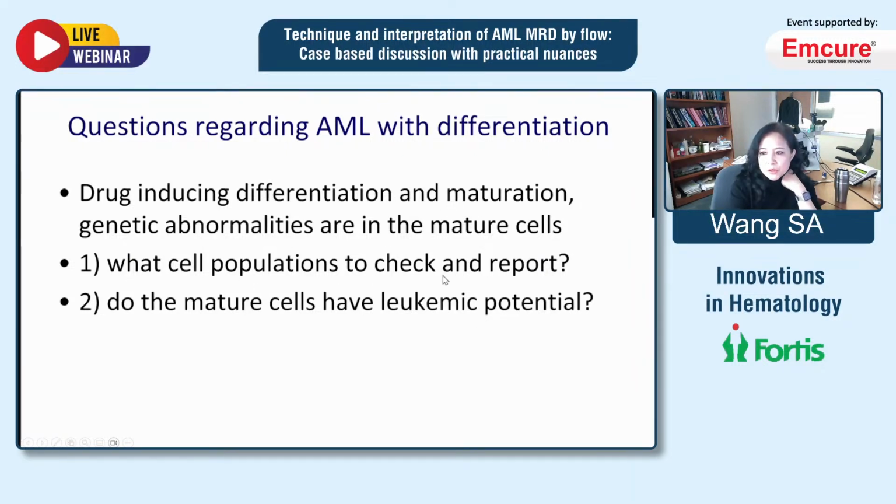So what cell population to check and report? The answer is we still focus on the immature cells. And do mature cells have leukemic potential? I think that's a very good question. We tend to think they probably cannot divide, they don't have the leukemic potential. But I think it's still not entirely clear. I'm going to stop here, and give you some time to ask questions.